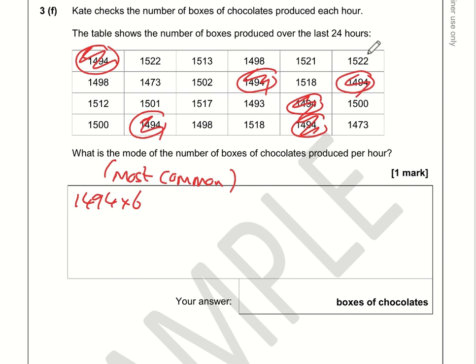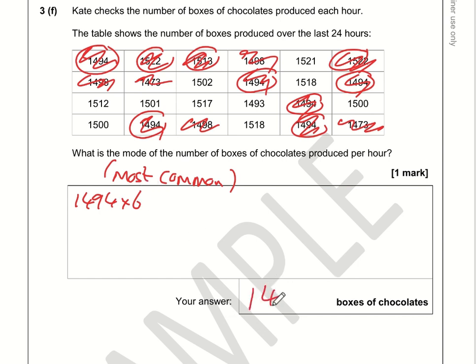1522, 1, 2. Nope, there's only 2. 1513. Nope. 1498. There's 3, but that's still not beating 1494. 1473. There's only 2 of those. Okay, I think it's fairly obvious we're not going to beat 6, so the mode is 1,494 boxes of chocolates.